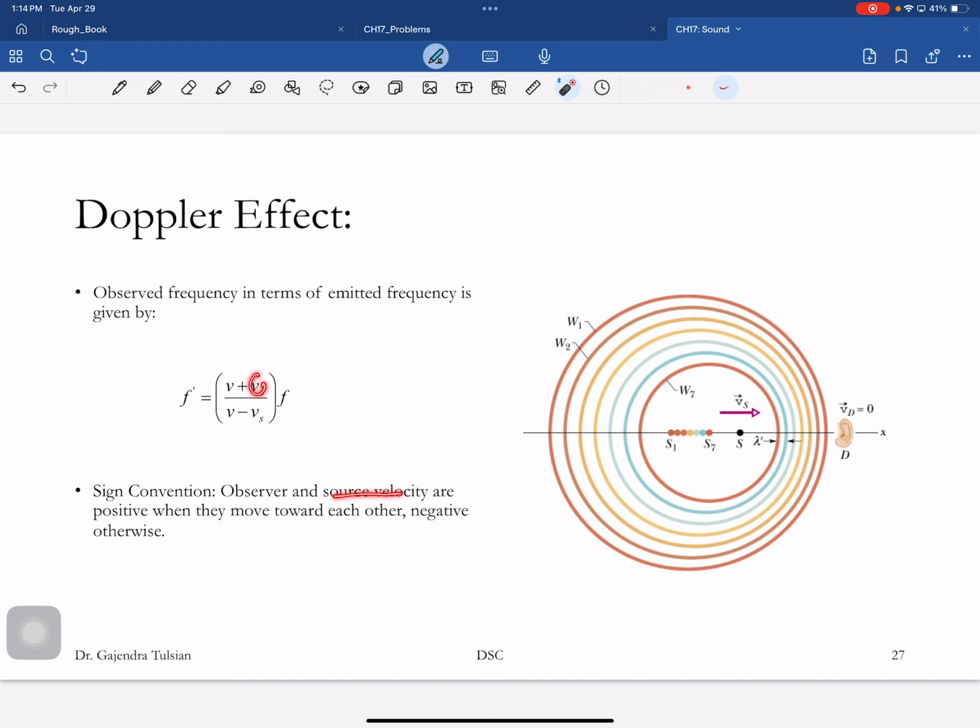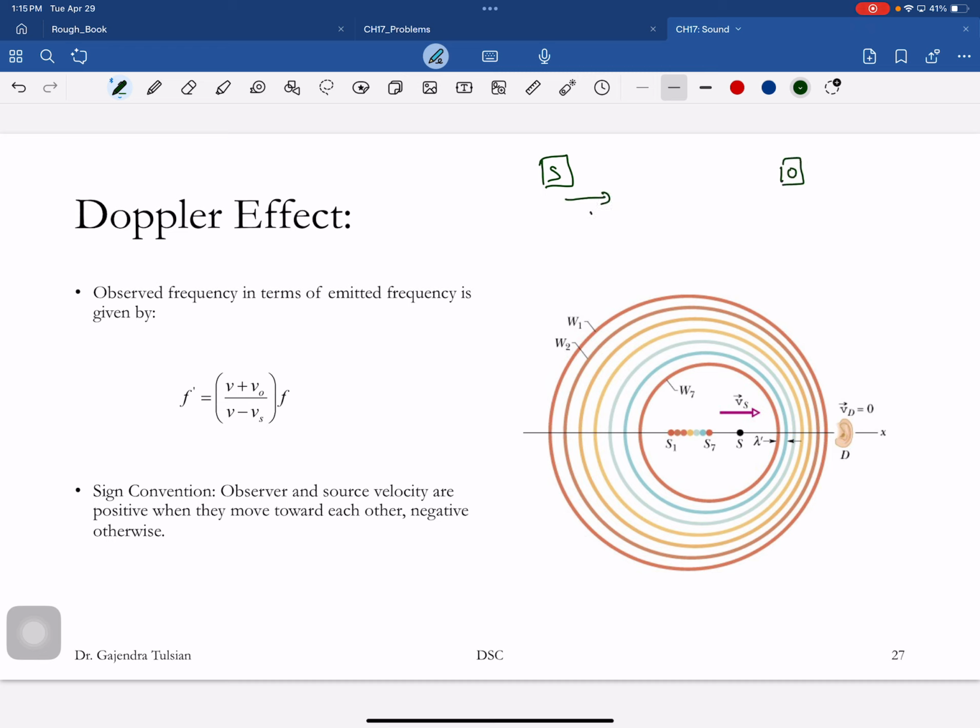If the observer and source are moving, velocities are positive when they move toward each other. These guys are positive when you move toward each other. Okay. So let me do some examples. Here's the source, here's the observer.